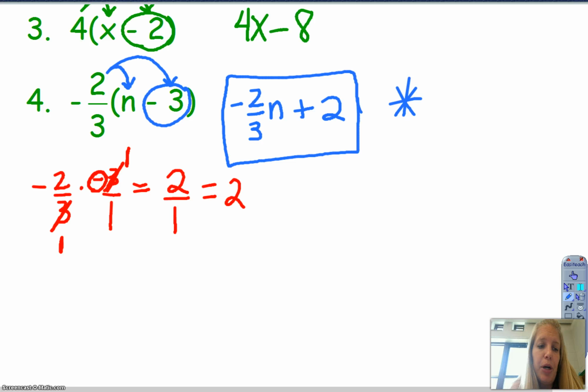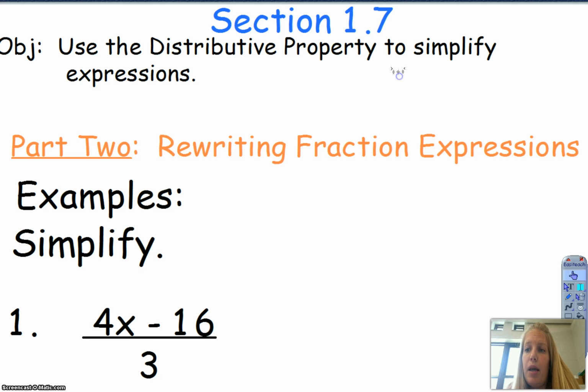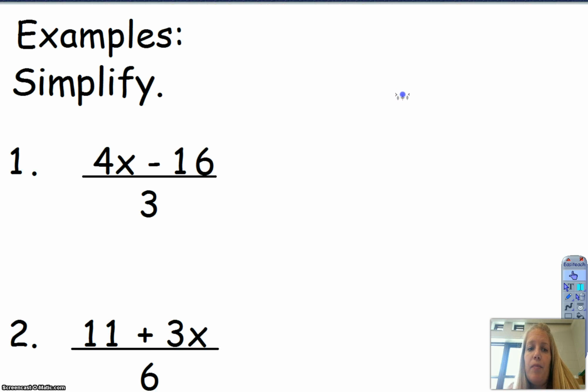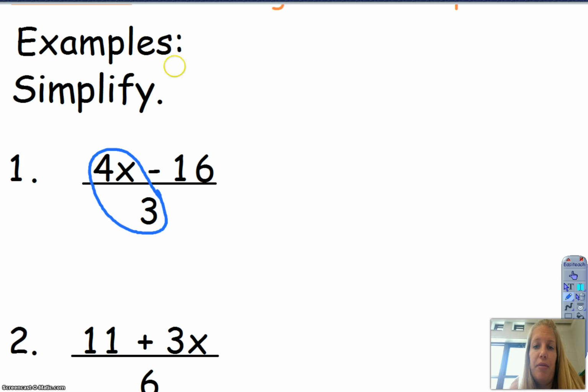All right, next, part 2, is rewriting fraction expressions. So I have here, there's 2 ways to do it. I'm going to show you both ways. However, I find that the way that I do it, different from the book, is a little bit faster. The way that I do it is I distribute this division of 3 to both of here. So what I do is I do 4x divided by 3, and you get 4x over 3. And that's like 4/3 x.